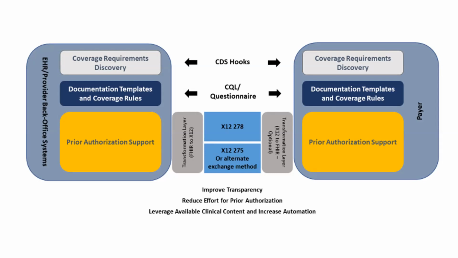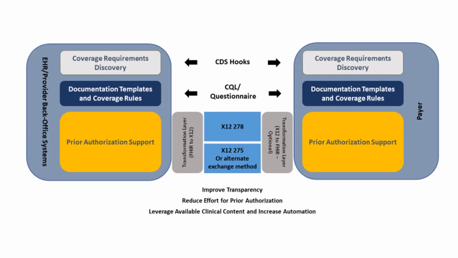This diagram shows how the X12-278 sits in the middle of the FHIR transaction. So you can see on both the left and right-hand sides of the screen, we have essentially the FHIR bookends here that include the coverage requirements discovery implementation guide, and also the documentation templates and coverage rules implementation guides. Those two guides that are listed in the top of those blue boxes support the DRLS API, and then the lower box, the yellow prior authorization support implementation guide, supports the PAS API.